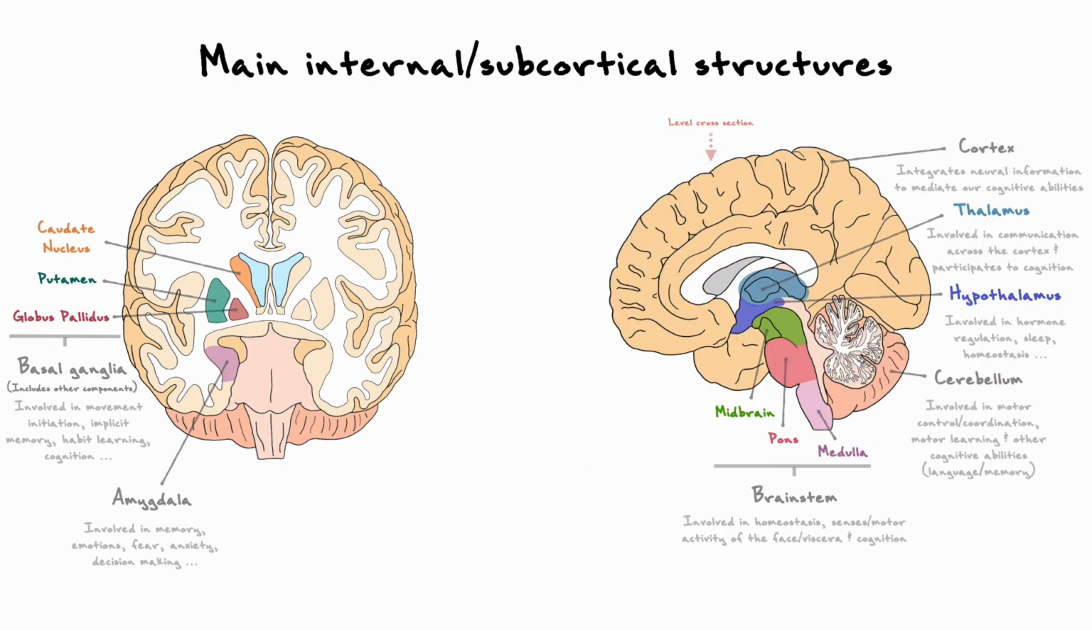Now, as of yet, our discussion on the different structures of the brain has mostly focused on the gray matter, but the brain also has some important white matter structures that we need to consider.